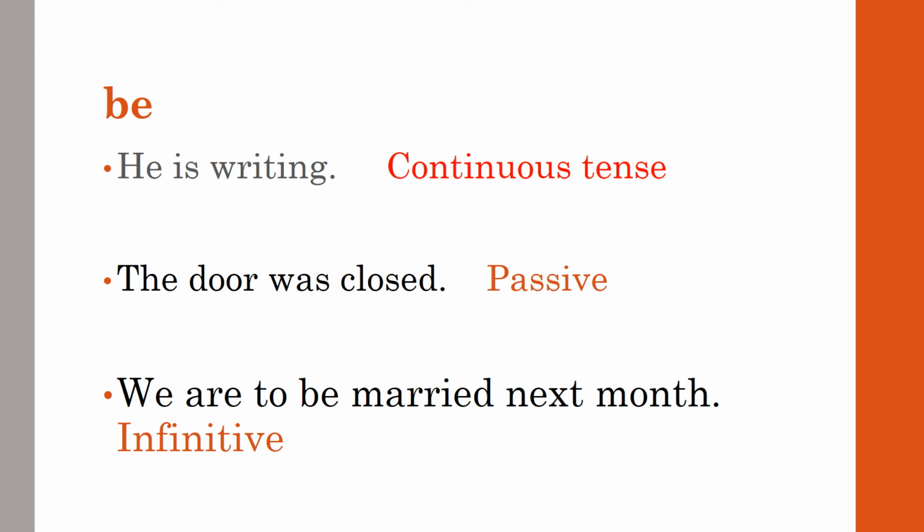The second sentence is: the door was closed. This sentence clearly shows the passive form. And the third sentence is: we are to be married next month. In my previous video I explained infinitives. So this sentence clearly shows that we can use be in the infinitive too.